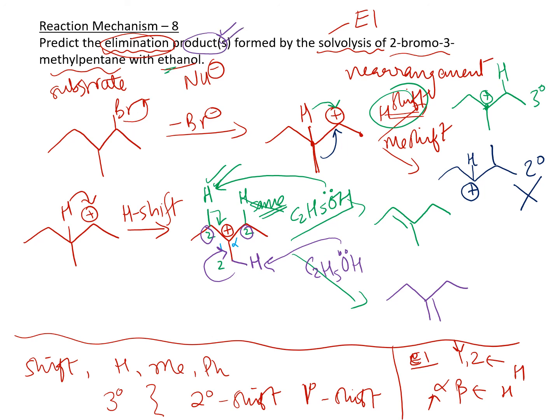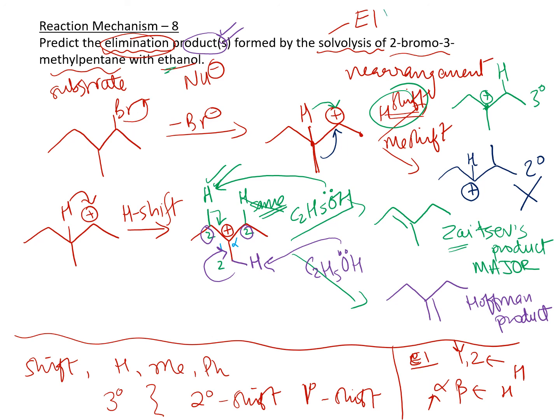All right, so first let's go ahead and classify these products. The green one is going to be the Zaitsev product. And the Zaitsev product, remember, is the more stable alkene. And the purple one is going to be the Hofmann product. Hofmann product is the less stable alkene. So which is going to be my major product? That's the important one, because in this case, the Zaitsev product is going to be the major product. That's the more stable alkene. So wherever you have a more stable alkene forming, that's going to be your major product.